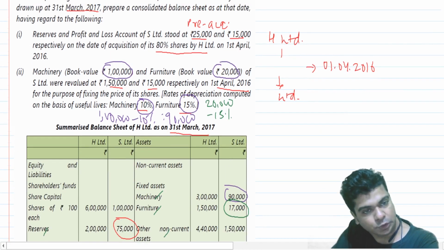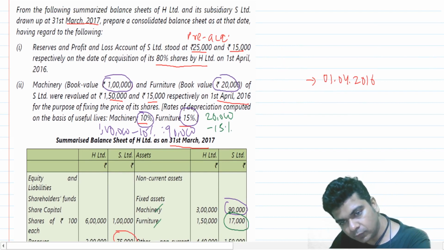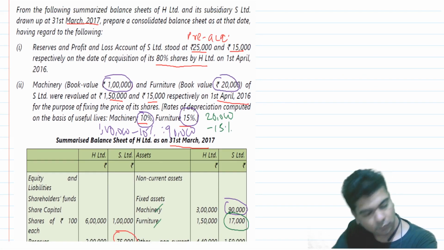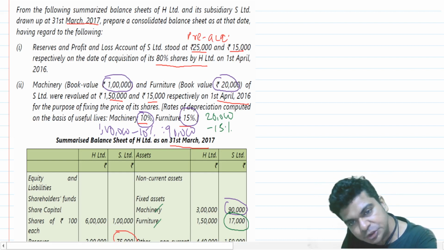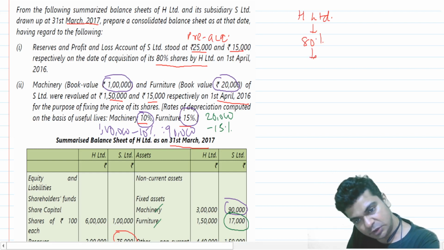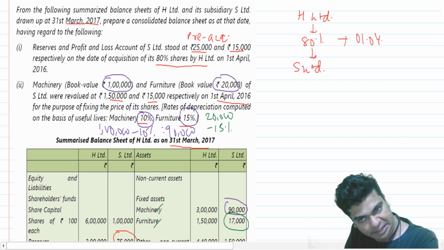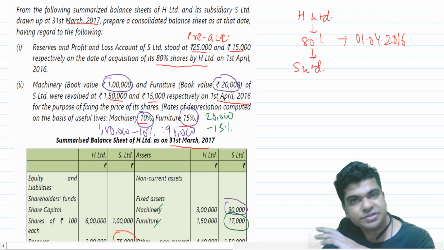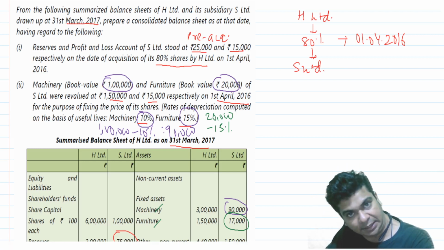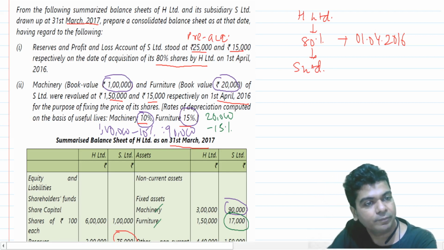Let's start with the solution. I would like you to begin the solution in this way only. We should first make it clear that H Limited has acquired 80% shares of S Limited, and we should jot down the acquisition date. The acquisition date itself reveals a lot of things. Up to 1st April 2016 is pre-acquisition, after 1st April 2016 is post-acquisition. Keep this in mind.